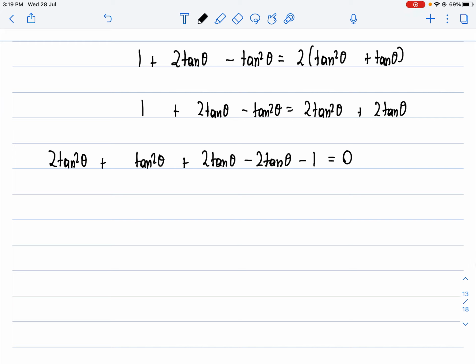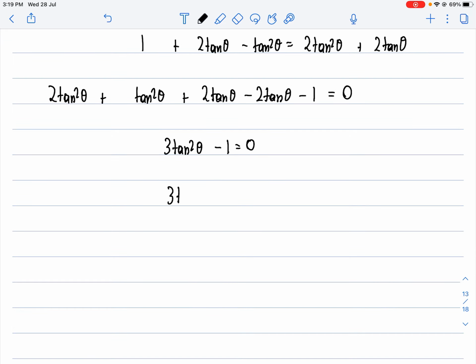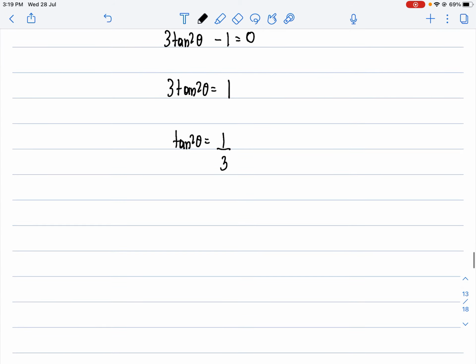So I basically get 2 tan square theta plus tan square theta, which is 3 tan square theta. 2 tan theta will get cancelled, so I'll get minus 1, which is equal to 0. So I simply get 3 tan square theta equal to 1. So I get my tan square theta as 1 over 3, correct? Now, because tan square theta is tan theta the whole square, when I take the square to the other side, I get the root of 1 over 3.